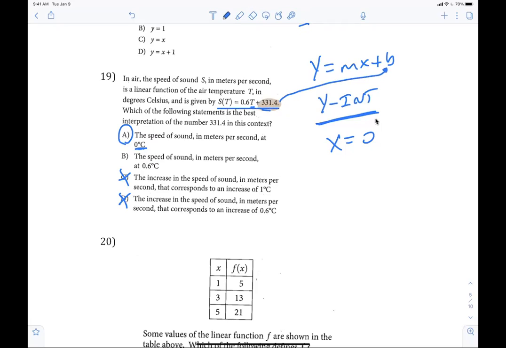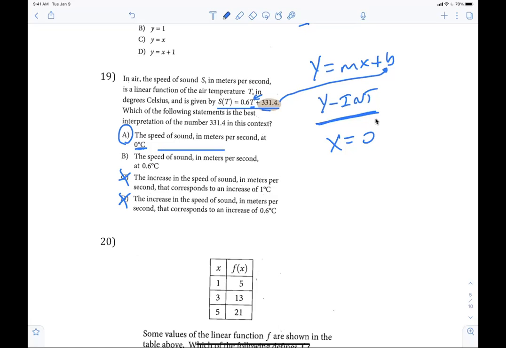So to find the y-intercept, that's when the x value is 0, true? But in this case, they're trying to confuse you because they're not using x and y. So in this case, what is the x value? What's the x letter? T. Agreed? Yes. So if the T is 0, that's what they're talking about. And T is temperature. It's the speed of sound at that temperature.